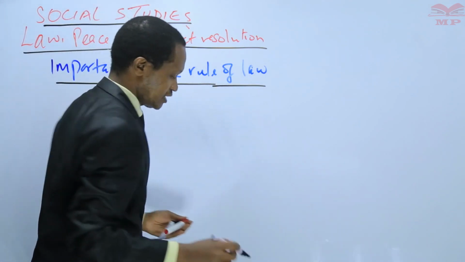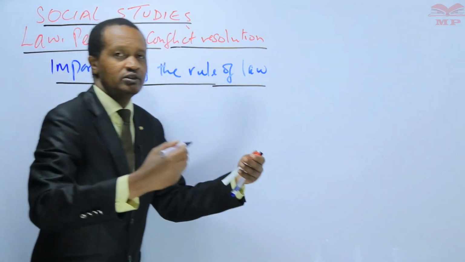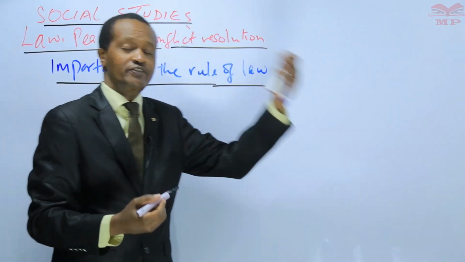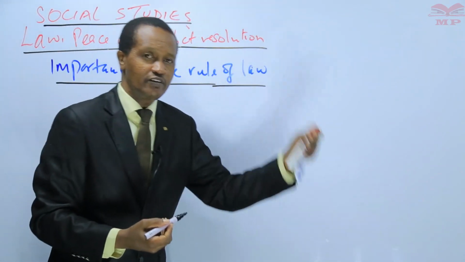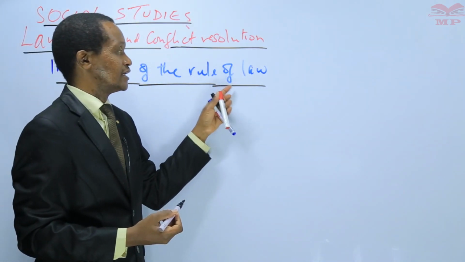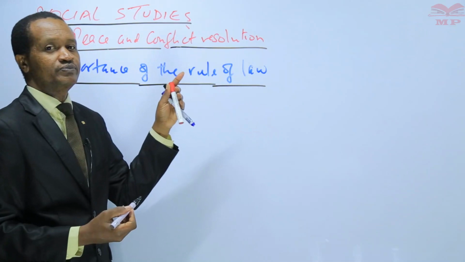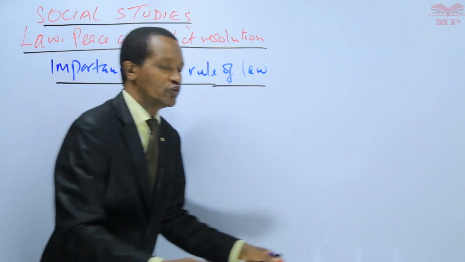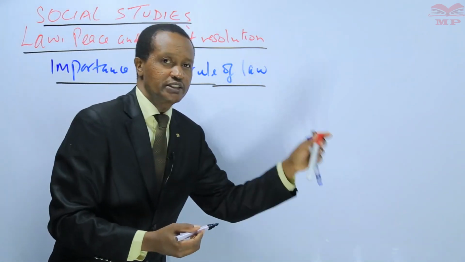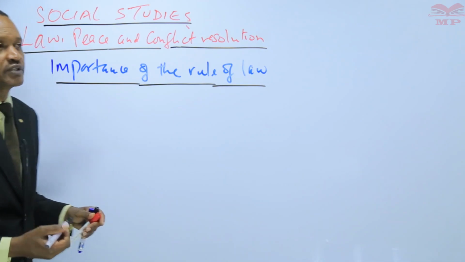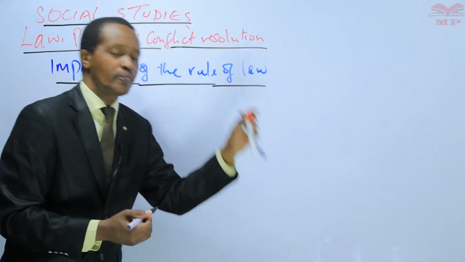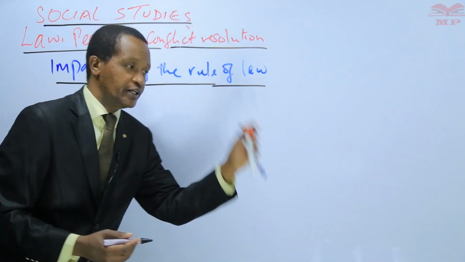Learners, rule of law simply means that everyone obeys the law. It means that the law that has been set in place, no one is above it, including the government. The leaders in government are also under the law. So in a society where there is rule of law, where people respect the law, then people live in peace.